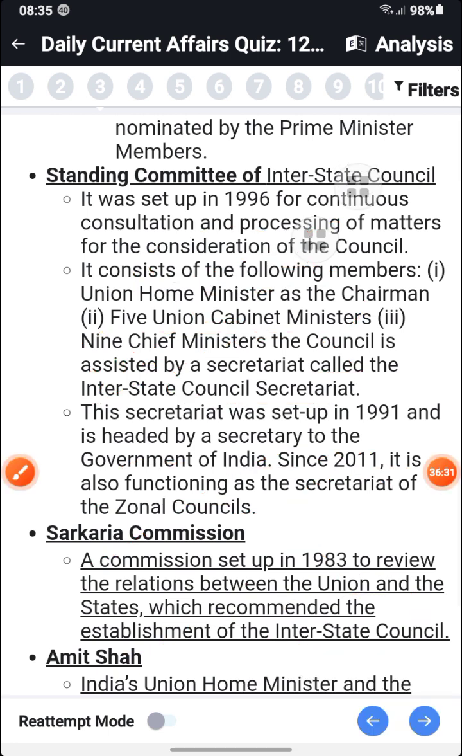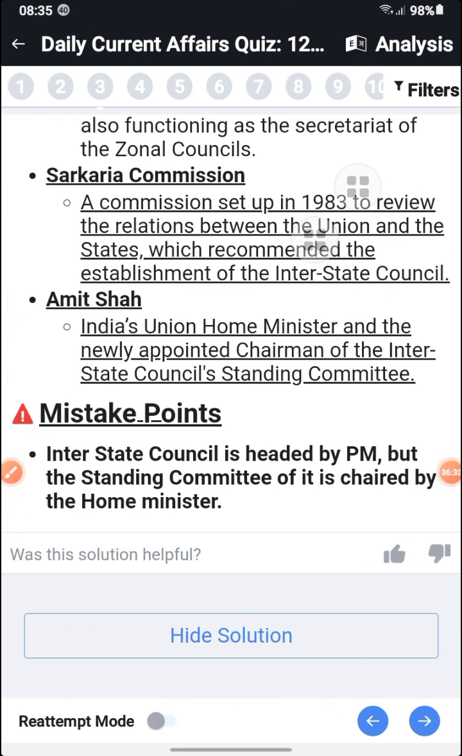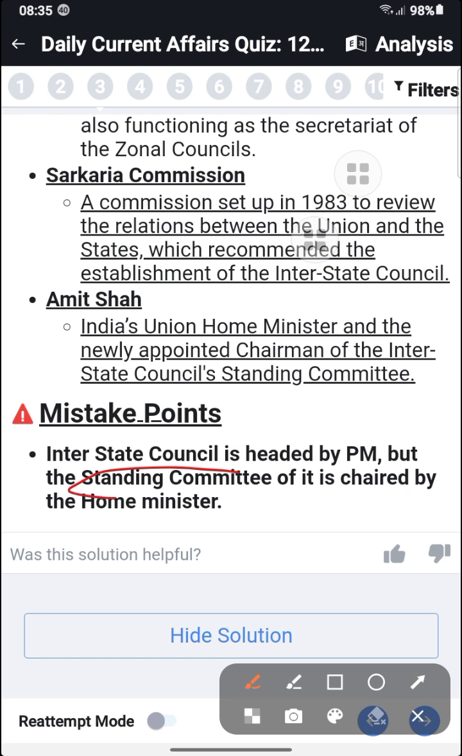Amit Shah, the Union Home Minister, was newly appointed chairman of the Interstate Standing Committee. The Interstate Council is headed by the PM, but the Standing Committee is chaired by the Home Minister.